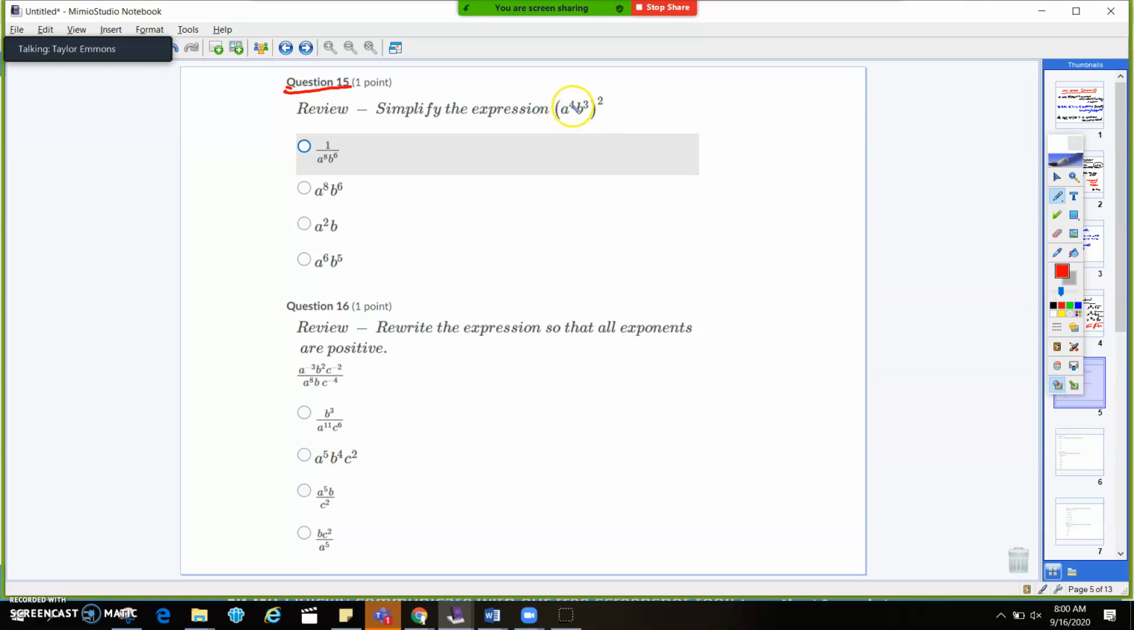So a to the fourth power squared, what we're going to do is multiply those exponents. That's going to be a to the 8th. But we've got this b to the third chilling right there too. So if we take b to the third and raise it to the second power, we're going to multiply those exponents. So that's going to be b to the 6th. And which one is that like? B. Okay?